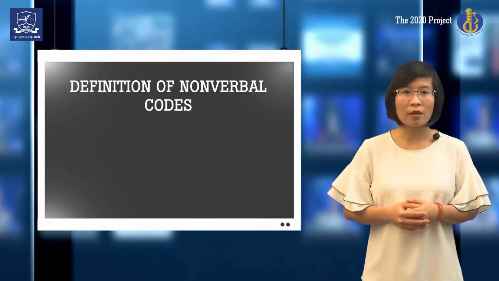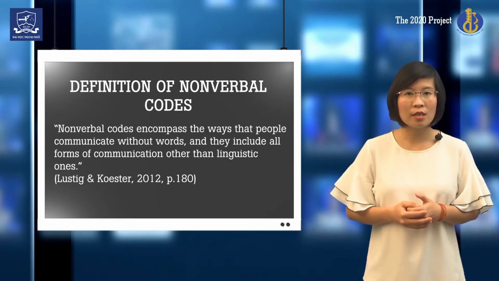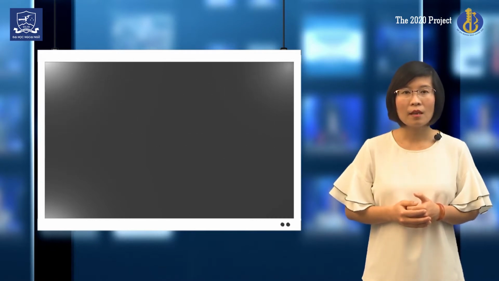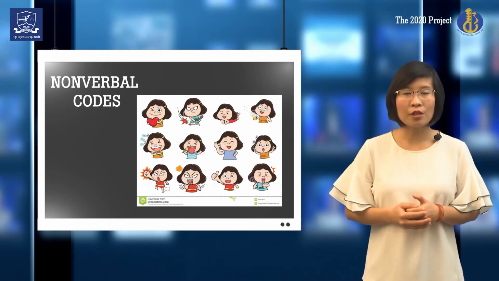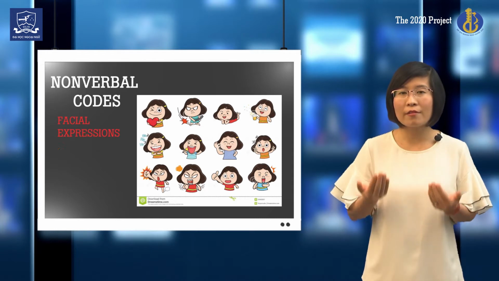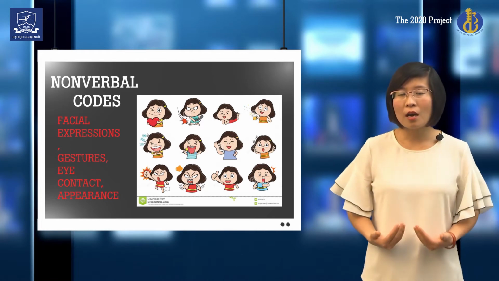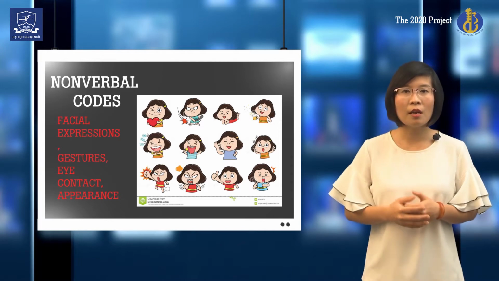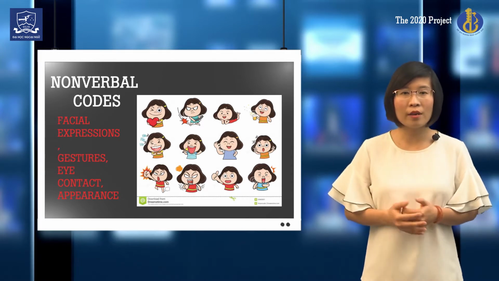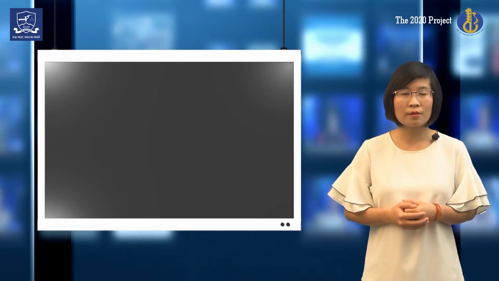According to Lustig and Koester, nonverbal codes encompass the ways that people communicate without their words, and they include all forms of communication other than linguistic ones. Think about it this way. The words I am using are verbal communication, while everything else such as my facial expressions, gestures, eye contact, and even my appearance are nonverbal. These nonverbal codes can become part of the communication process with or without the awareness of the communicator, and they show his or her feelings and attitudes.